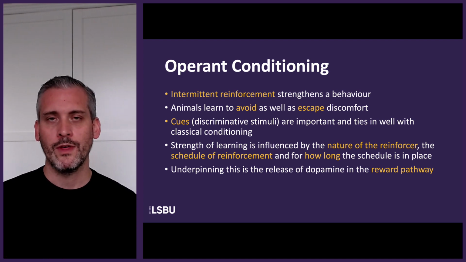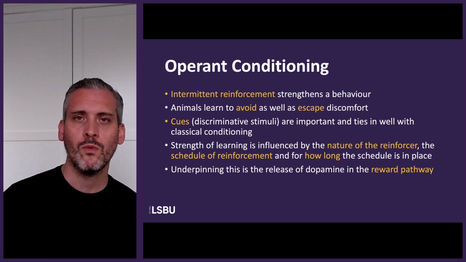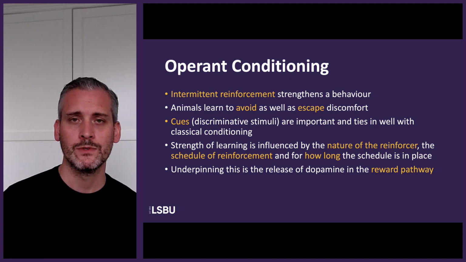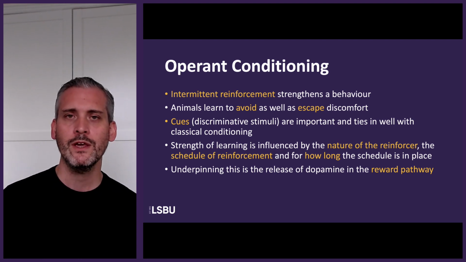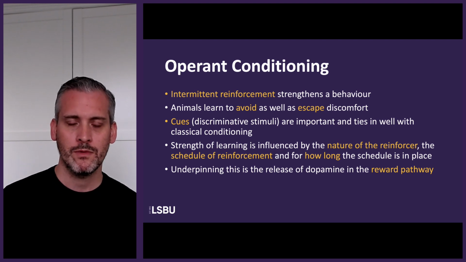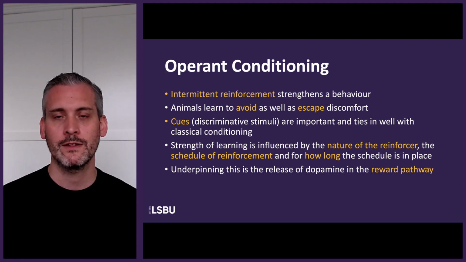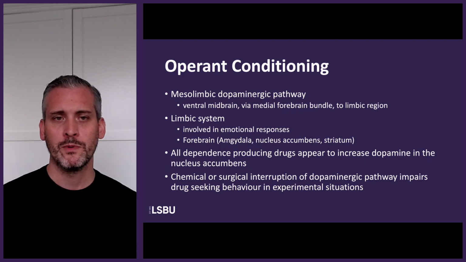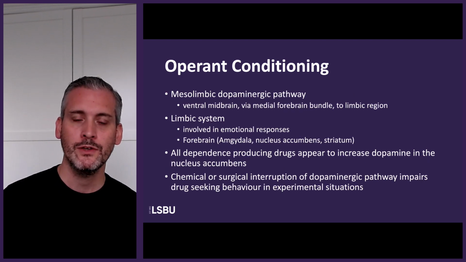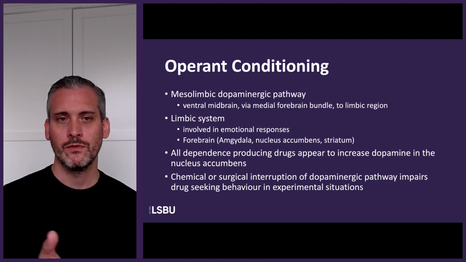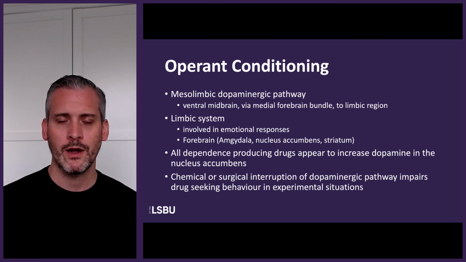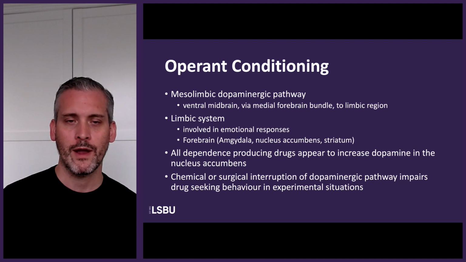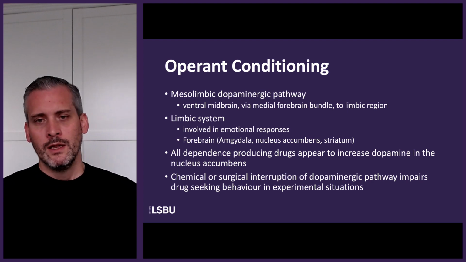Now, underpinning all of this, there's an important question. Why is it that humans and animals learn in this way? Well, the reason we learn in this way is because in evolutionary history we've developed something called the reward pathway. More specifically, the mesolimbic dopaminergic reward pathway, which involves these particular brain regions. I'll show you a diagram in just a moment. You can see broadly where it sits.